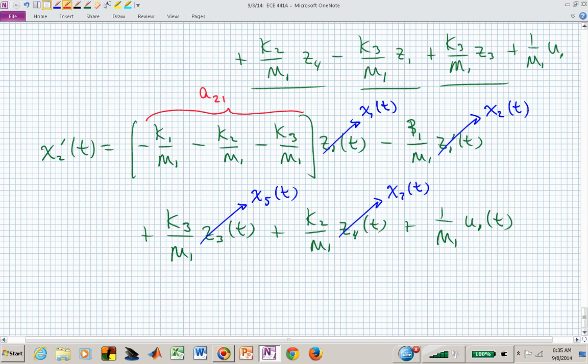Whatever that number ends up being, let's say it ends up being minus 600. Minus 600 would be in the 2,1 entry of that system matrix A. Is that making sense? Where is this guy going to be? And it's going to be a minus B1 over M1. That's the dashpot coefficient.